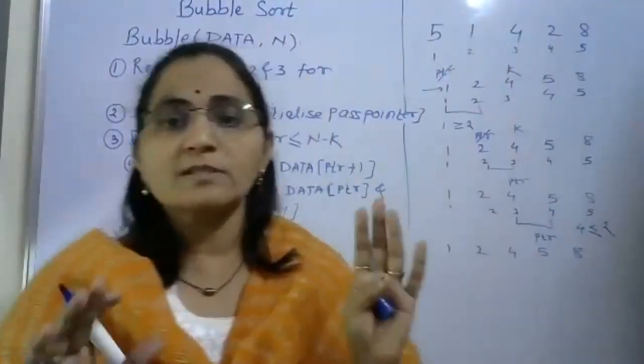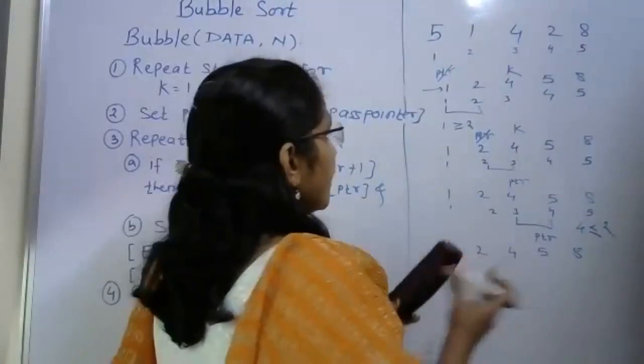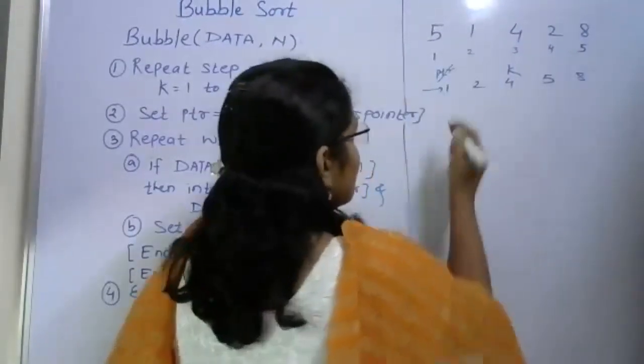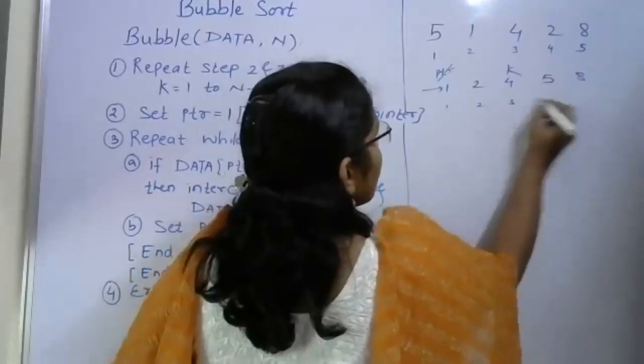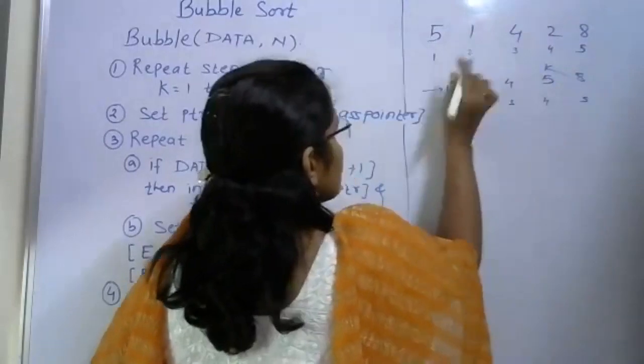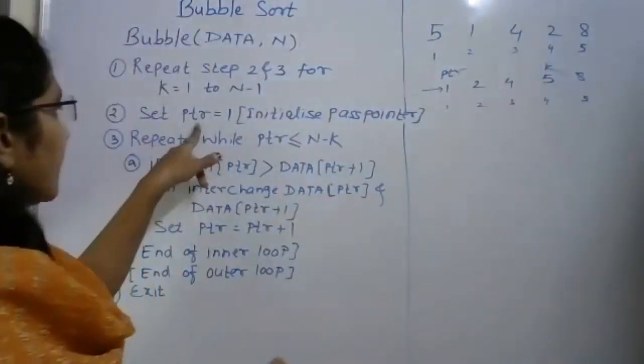So 5 minus 1 means 4. We require 4 passes. So once again, your k is at the fourth position. This is 1, 2, 3, 4, and then 5. Your k is now at the fourth position. Then set PTR equal to 1.